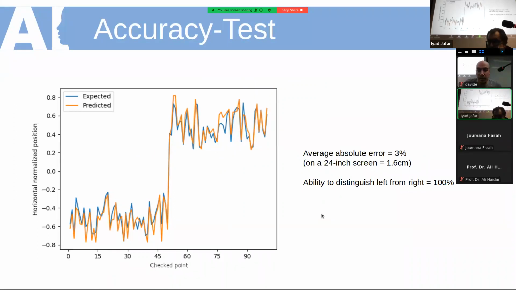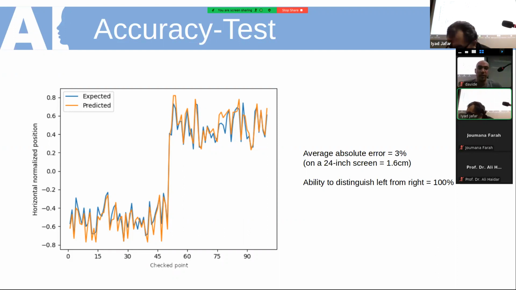In this graph, on the y-axis, the vertical axis, we have the normalized coordinates. So if the coordinate is +1, it is the extreme right of the screen, while -1 is the extreme left of the screen, and 0 is the center of the screen.